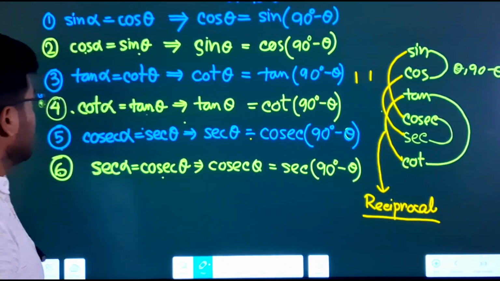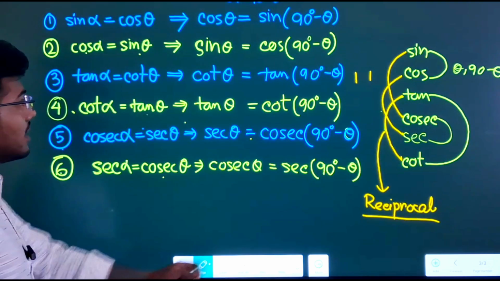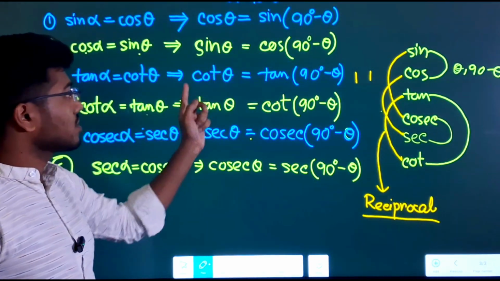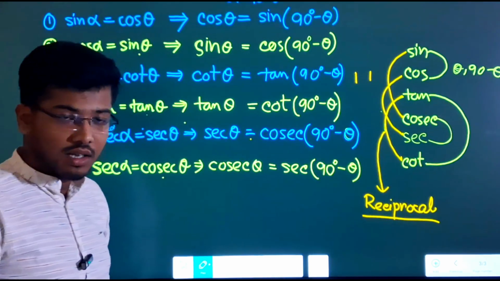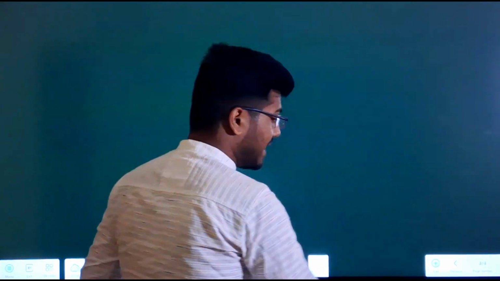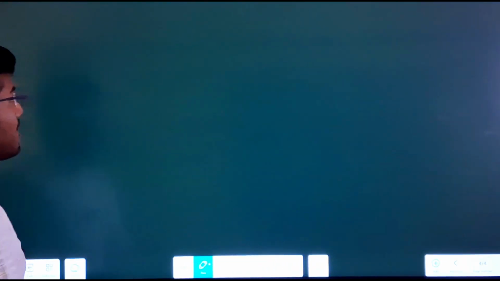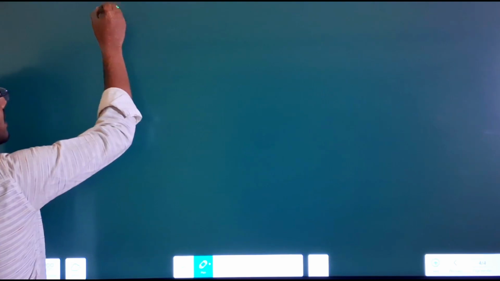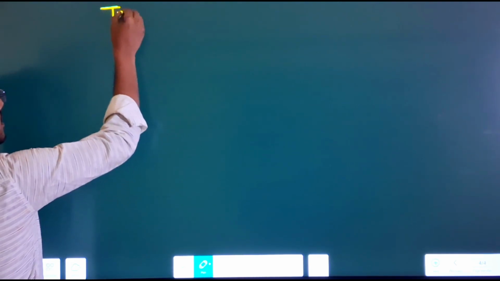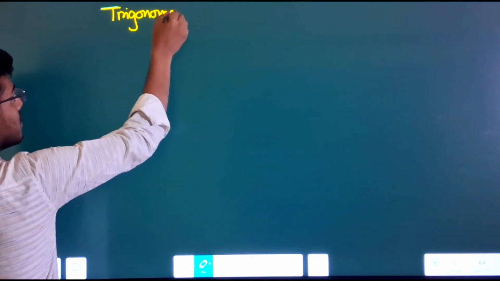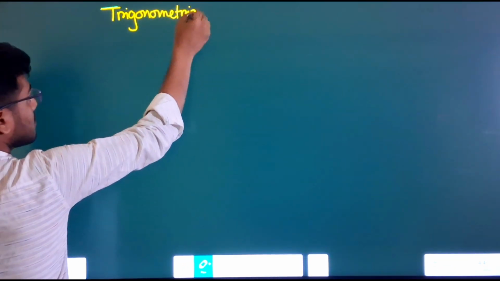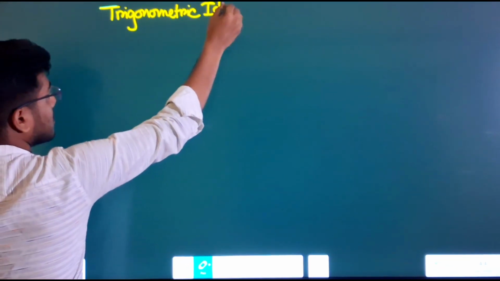In that video I also discussed the relation between sine and cos, cot and tan, sec and cosec in the form of theta and 90 minus theta. So now in this video I'll start the trigonometric identities.